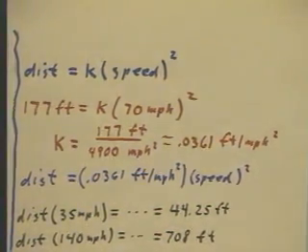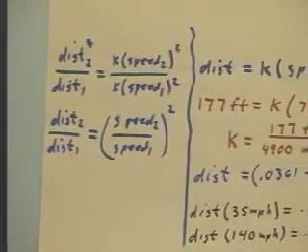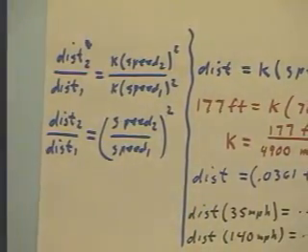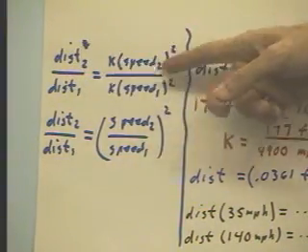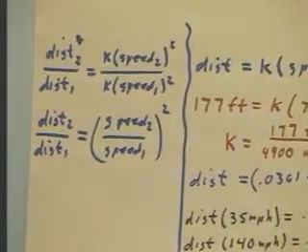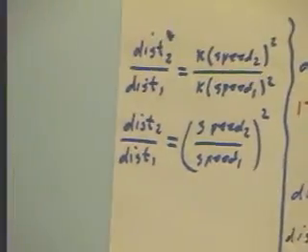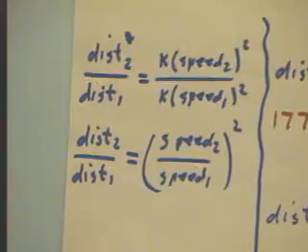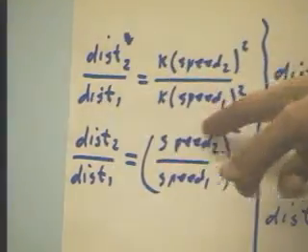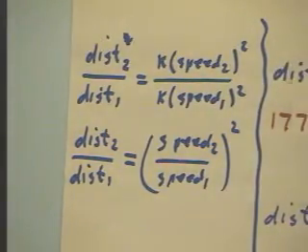Symbolically, the way this works is as follows. We have a distance 2 equals k times speed 2 squared. And let's zoom in on that to make sure we can see it well. And a distance 1, which is k times the square of some speed 1, following the same relationship that we had over here.